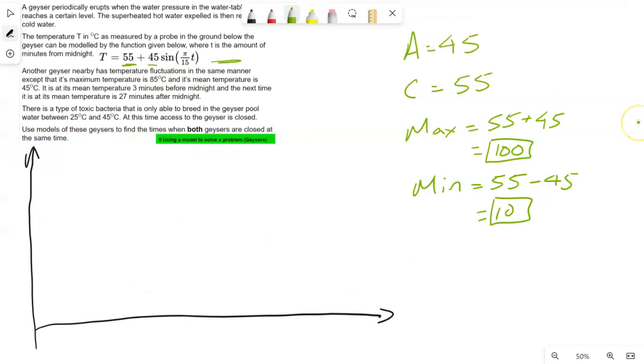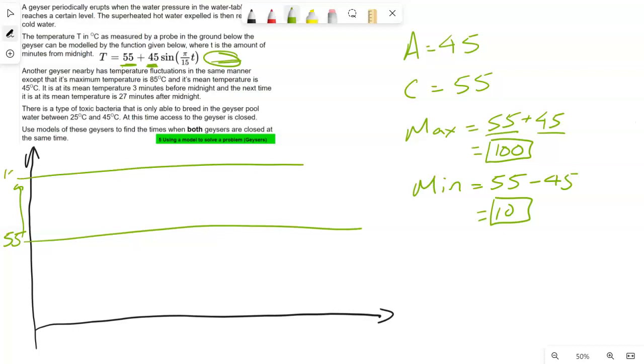Looking at this one here, 55, that's our plus C, or the vertical translation, which is normally written here, but that's fine. So that means the middle, I'm just going to go here. Remember, these drawings don't have to be that accurate. The amplitude is 45, so the maximum is the middle plus 45, so it's going to go 45 up. So that's 100, and the minimum is going to be 55 minus 45, the same distance, so it's about 10.